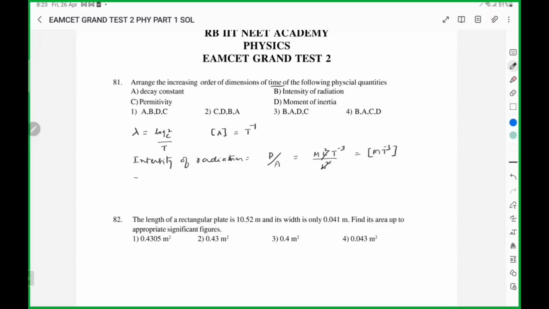Here, the force between two charges is 1 by 4 pi epsilon naught times q1 q2 by d square. Epsilon naught, 1 by 4 pi is a constant, equals F d square by q1 q2. Here I is the rate of flow of charge, so Q is ampere into time. Force dimensional formula into L square gives M L power minus 3 A square T power 4.